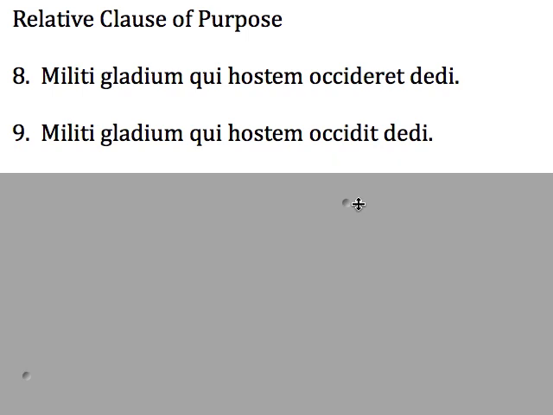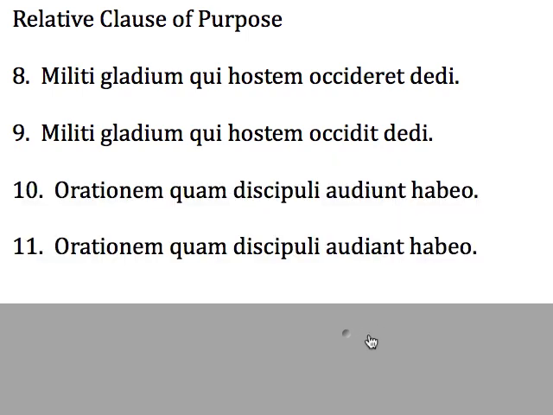I'm going to reveal 4 sentences to you. They're numbered 8, 9, 10, and 11 because of reasons that I'm not going to explain. Now, the first thing we're going to do is find all of the main verbs. So I've got occidere, dedi, occidit, dedi, and at this point you'll probably realize these two sentences are related. Down here I've got audiunt and habeo, audiant and habeo. So you'll probably realize that you have verbs that are the same, and then you have verbs that are slightly different.